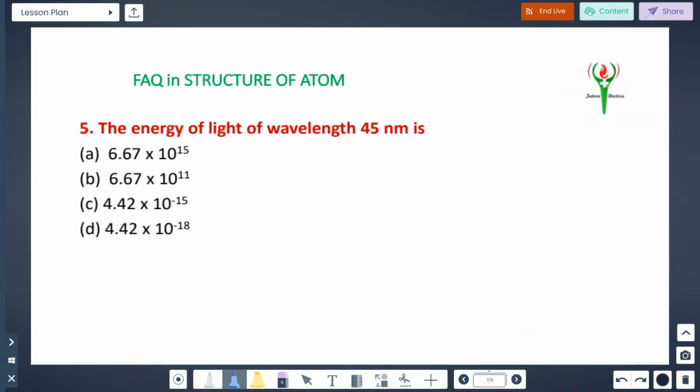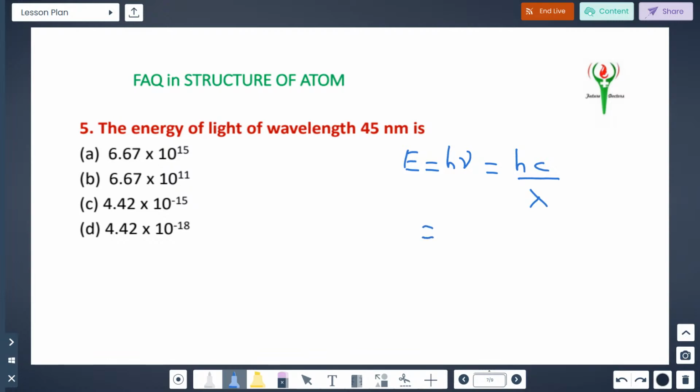Okay. See the energy of light of wavelength 45 nanometer. So they are asking to find out only the energy. Energy means here we have one formula for that. You know that E is equal to, what's the formula? E is equal to h nu. Again we can write nu as c by lambda, because here wavelength is given. So we want to get lambda. Understood? Now we can substitute.